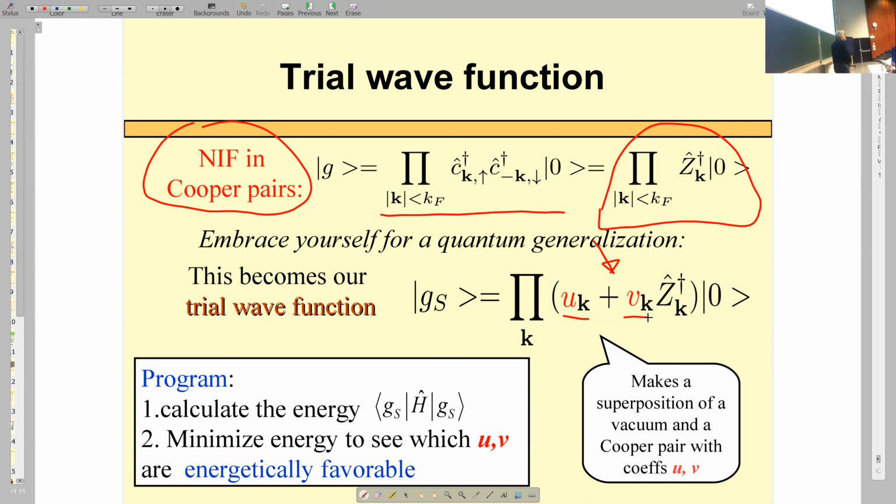Yes, please. So you don't consider a single particle state? No, no. So it's either 0 or 2.